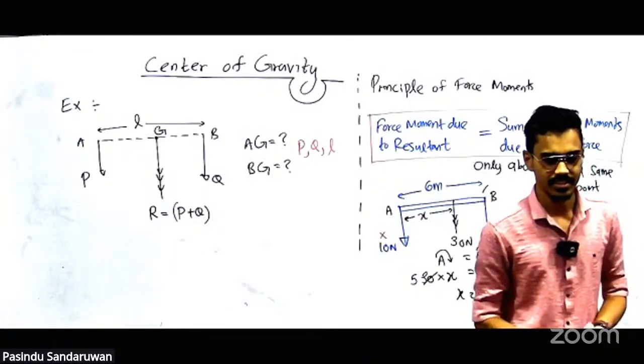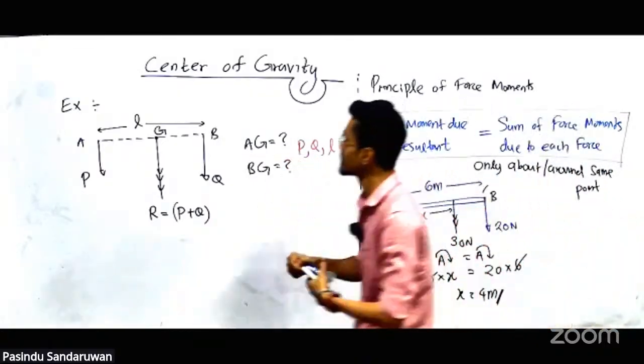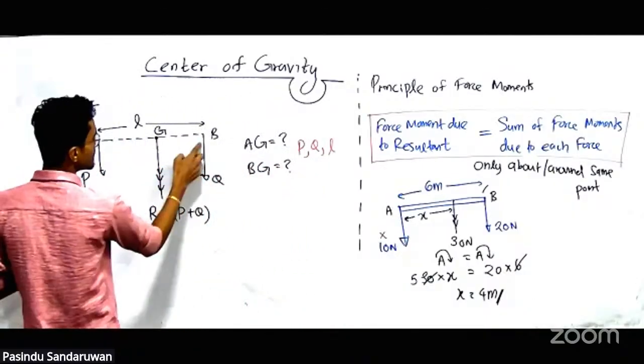Distance AG. AG means distance. PG means there is a distance.